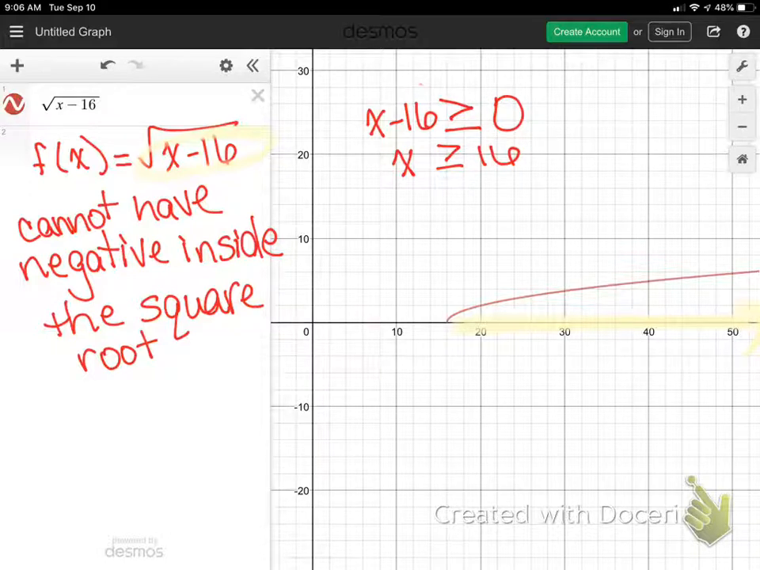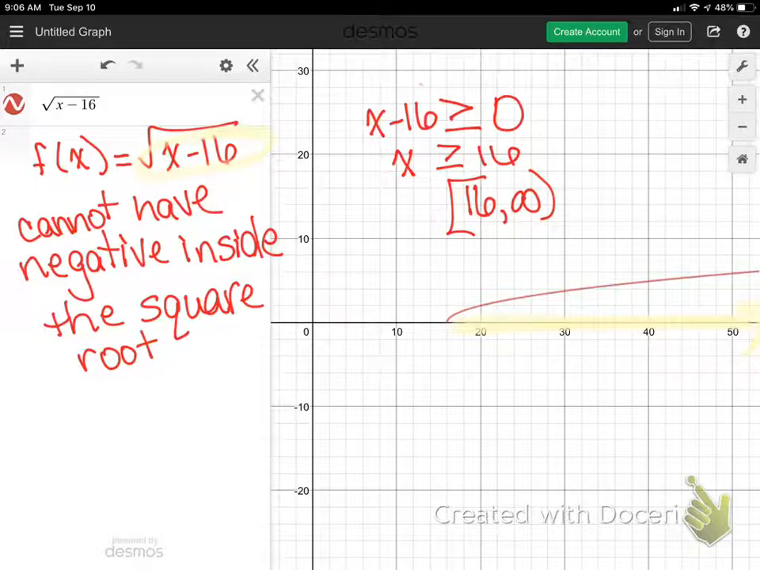So how do I write that in interval notation? 16 to infinity. Good. Am I going to have a bracket or a parenthesis? Bracket. Why? Because 16 is included. Now, students always want to know, well, Alicia, if it's greater than or equal to, why do I not have a bracket right here? Why don't I have a bracket right there?